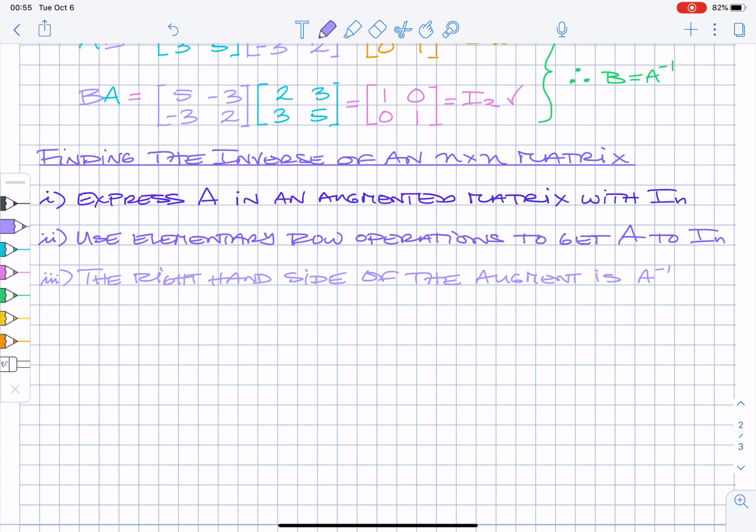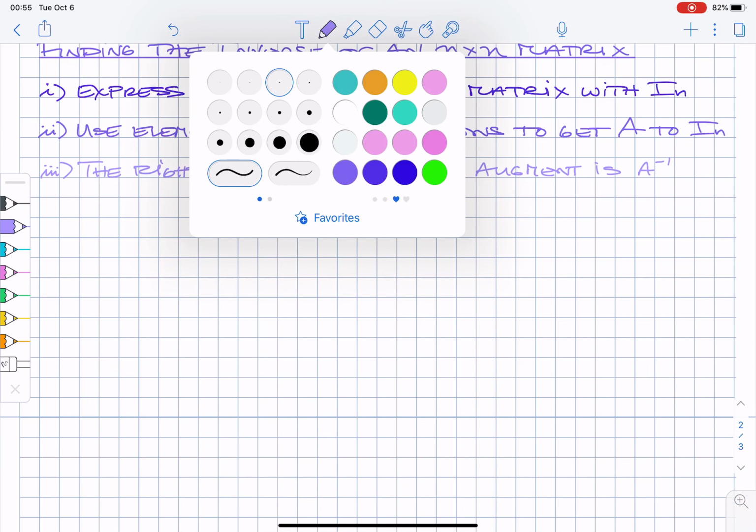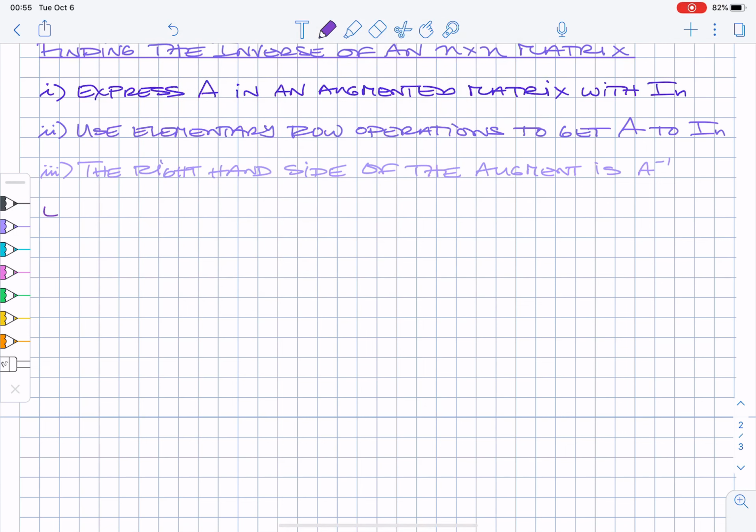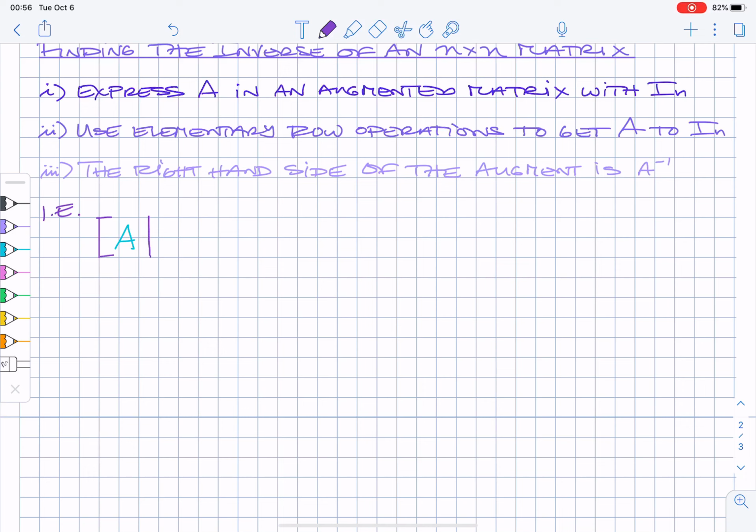Okay, so this is a lot. So what I'd like to do is only do one example because it's so miserable. But first, what do we mean by this? So, for example, what you're going to do is you're going to have your A, and you're going to augment it. Actually, let me color this better. A, and we will augment A with the identity matrix I sub n.